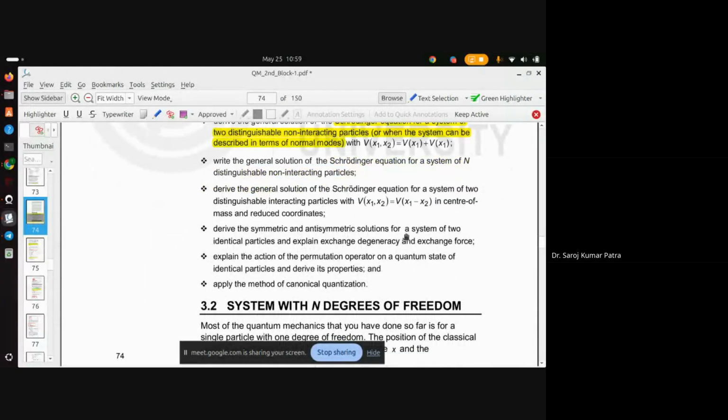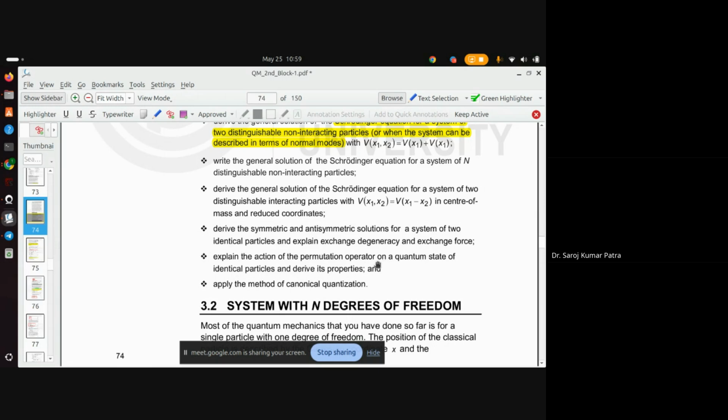Derive the symmetric and antisymmetric solution for a system of two identical particles and explain exchange degeneracy. हमने देखा कि एक्सचेंज डिजेनरेसी होके कैसे हो रहा है, पार्टिकल अगर पोजीशंस या उसको हम चेंज कर, पार्टिकल 1 पार्टिकल 2 ऐसे करके कर रहे हैं। And the permutation operator on a quantum state of identical particles, and how exactly we are getting the Pauli exclusion principle out of this discussion.